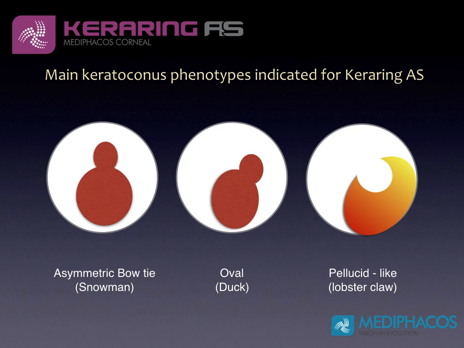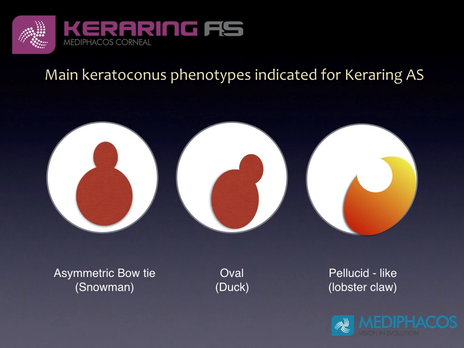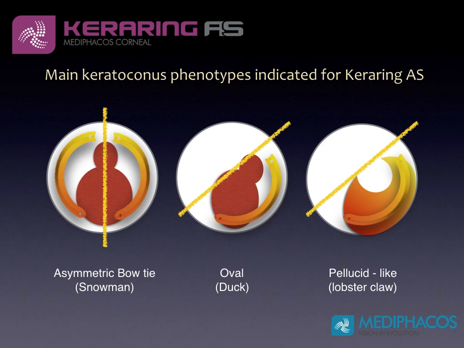Let's look at some of the keratoconus phenotypes more commonly indicated for Keraring AS. On the left, we have an asymmetric bow-type pattern. In the center, we have an oval pattern, and on the right, we see a decentered cone or pellucid-like pattern. All of these keratoconus phenotypes may benefit from Keraring AS. We will select the correct implant size and direction of thickness increase so as to have greater implant thickness or additional effect where the cornea is steeper.